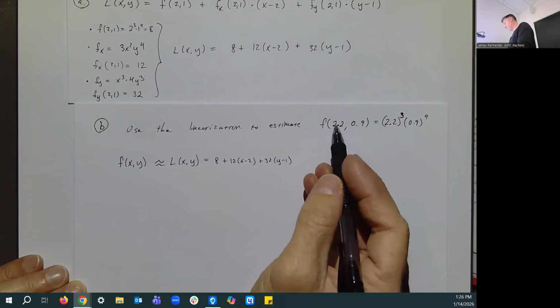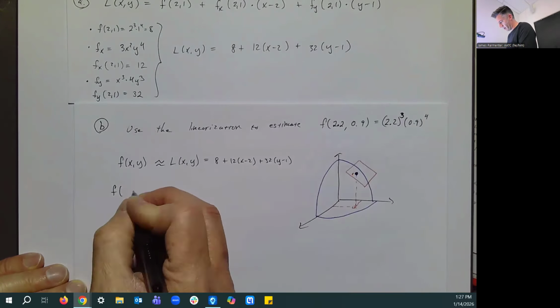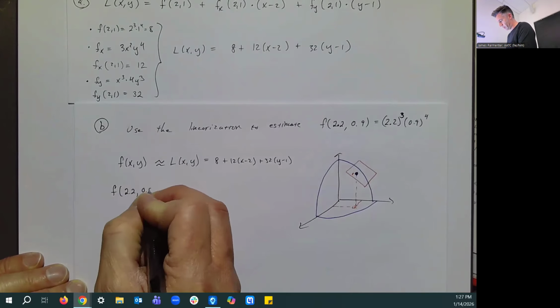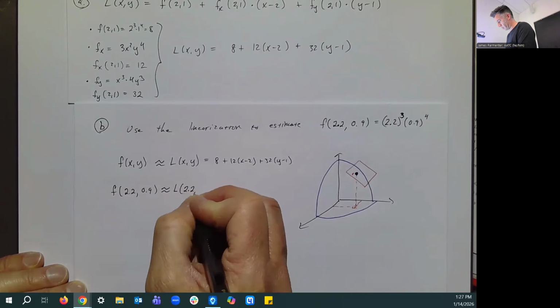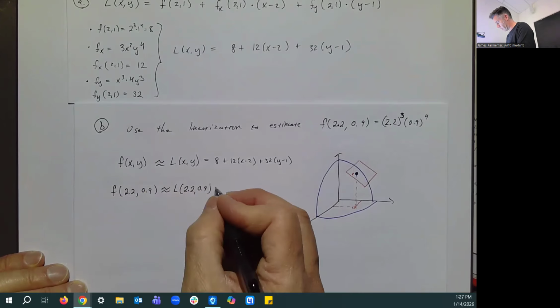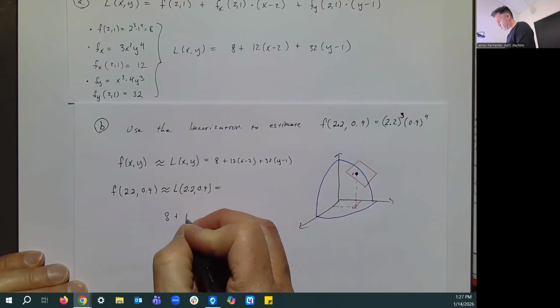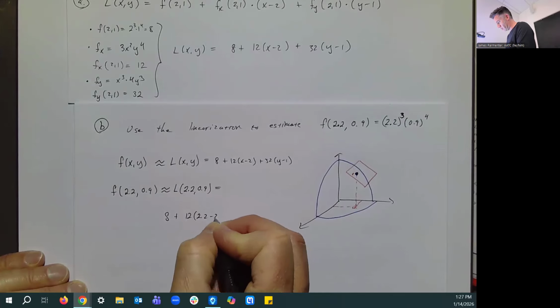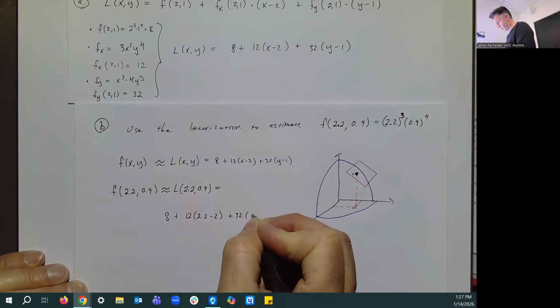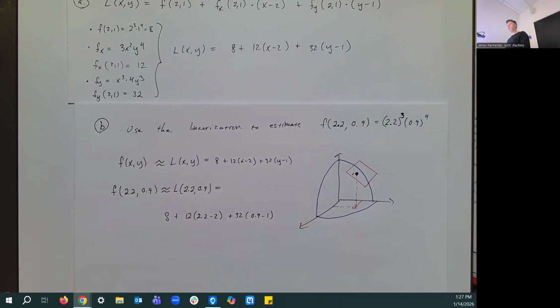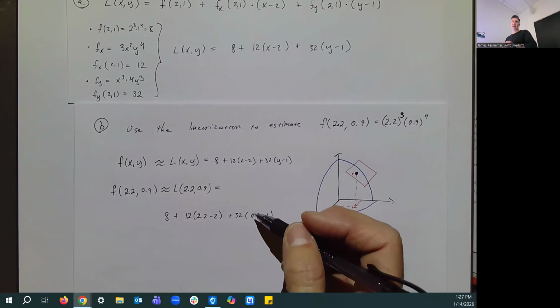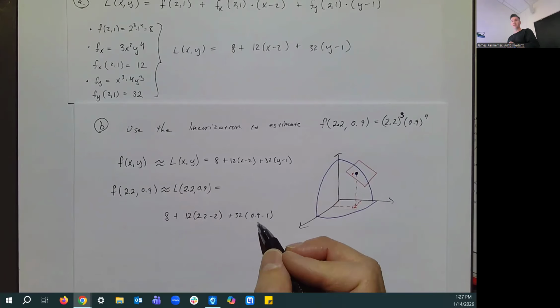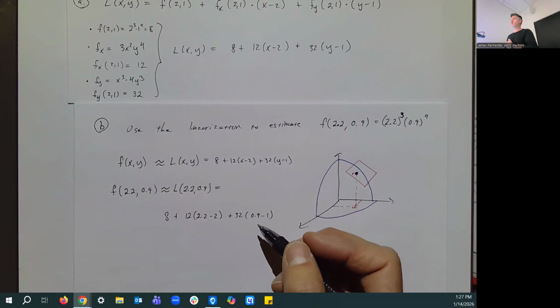So then we can say, oh, but then I want this. So my f of 2.2 comma 0.9 is approximately my linearization evaluated at 2.2 comma 0.9. And then we just plug those numbers in and we get 8 plus 12 times 2.2 minus 2 plus 32 times 0.9 minus 1. And this is why you don't want to multiply it out first. Because if I multiplied it out, I would have had 32 times y. And 32 times 0.9 is not easy for me to do in my head. It's much easier for me to do 32 times negative 0.1. I know what that is pretty easily.